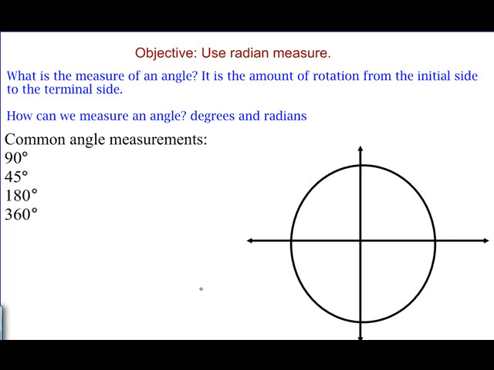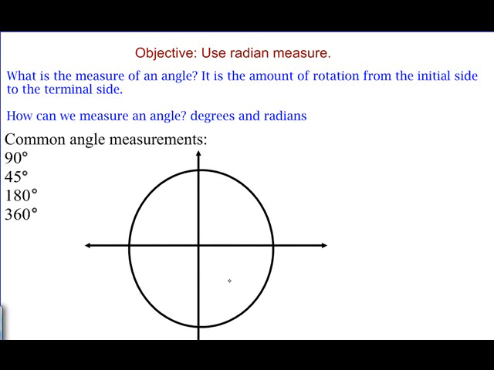So let me review some common angle measurements that are in terms of degrees. Like if we have 90 degrees, 45 degrees, 180 degrees, 360 degrees. Let's talk about how you would represent those measurements on this Cartesian coordinate system. So let's say that we have a 90-degree angle. Well, a 90-degree angle is if we rotated our angle from the initial side, remember that's the x-axis, to the y-axis. If we made that rotation, that would be a 90-degree angle, right? Because the 90-degree angle is just simply a right angle.